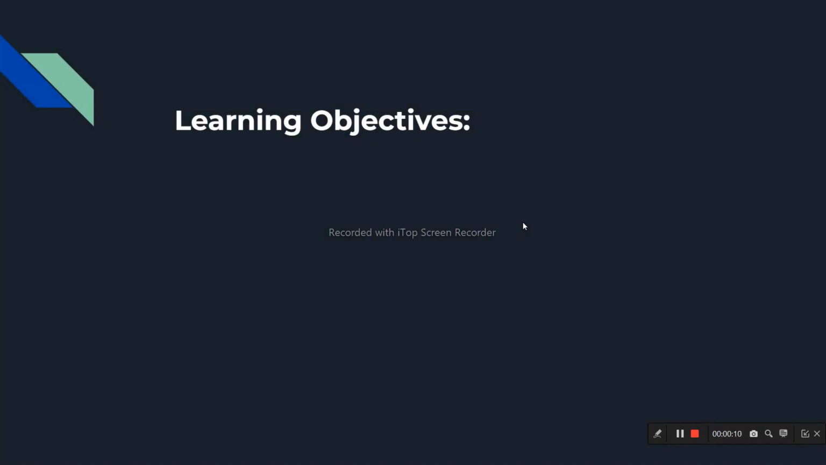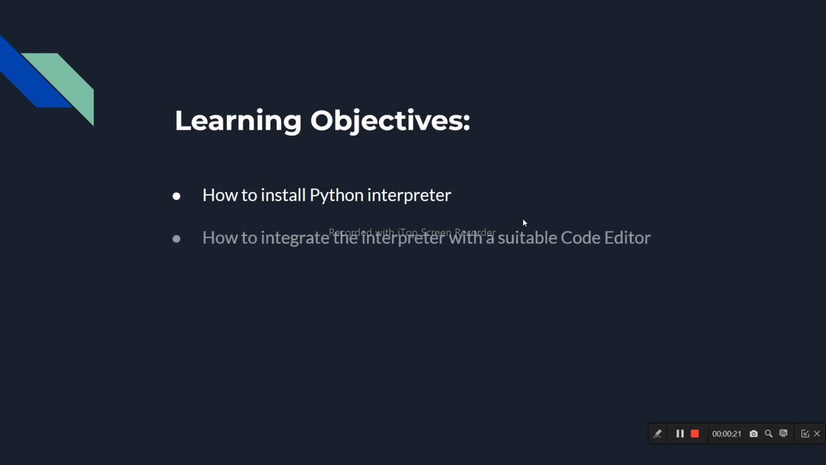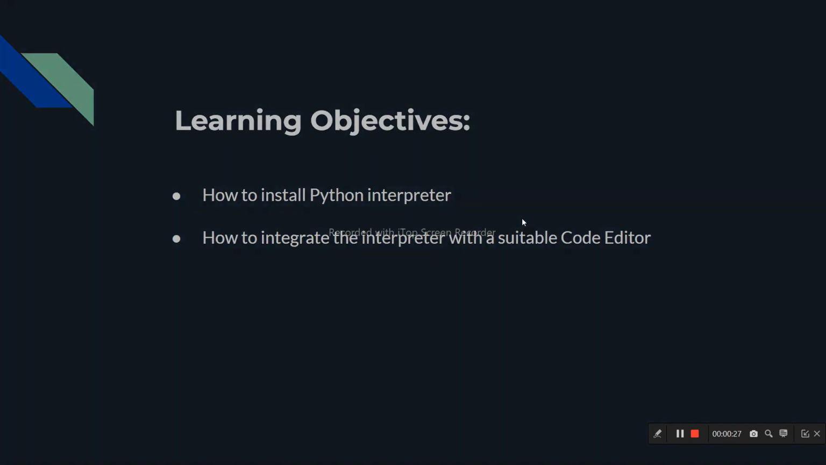Now, this class's learning objectives include the following. We'll look at how to install a Python interpreter, and of course, you have to know what that is. Then we'll look at how to integrate the interpreter that we'll have installed with a suitable code editor.